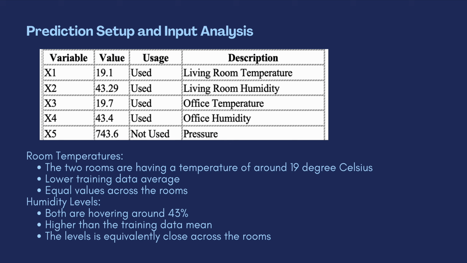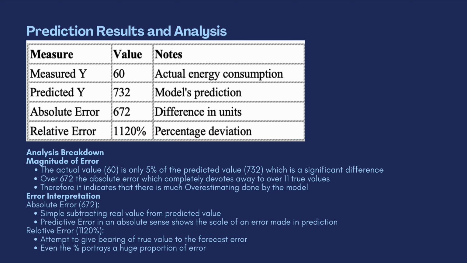And talking about the prediction setup and input analysis, the two rooms showed a temperature around 19 degrees Celsius, whereas the humidity levels are hovering around 43%, where testing our model revealed significant challenges. The actual value is 60 units, predicted is 732 units. This resulted in a 122% relative error, indicating substantial overestimation.